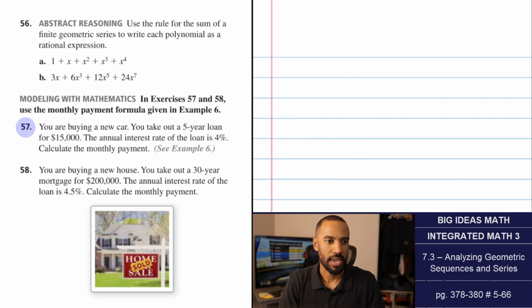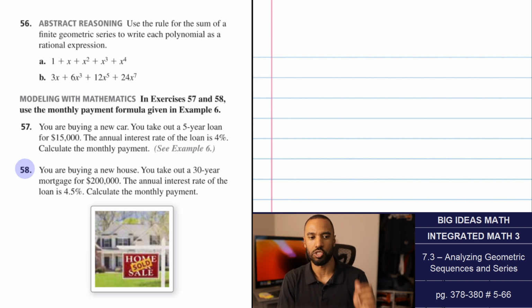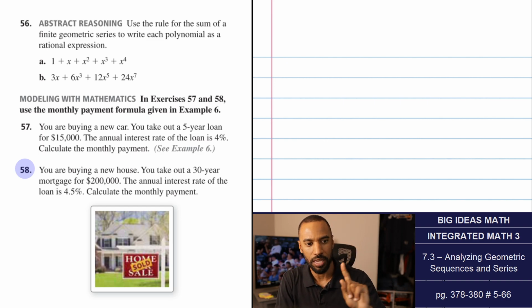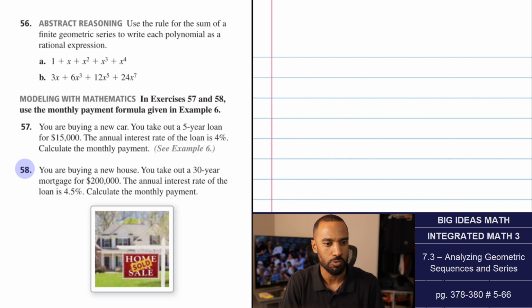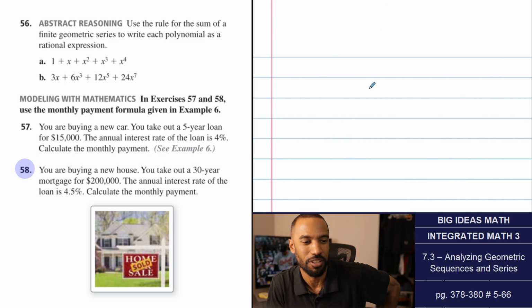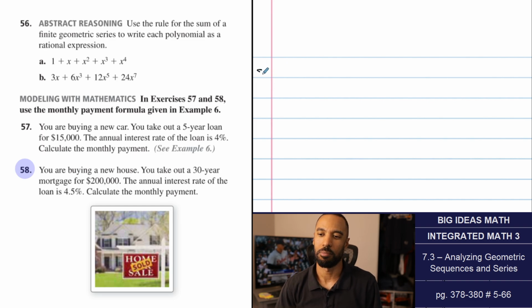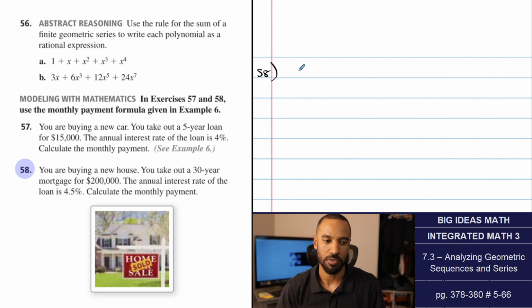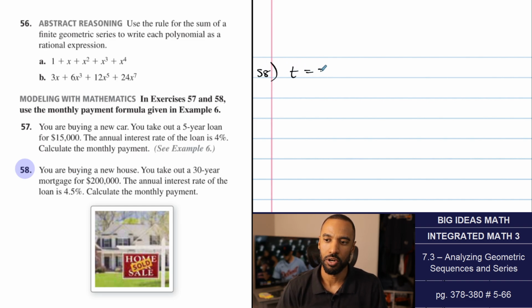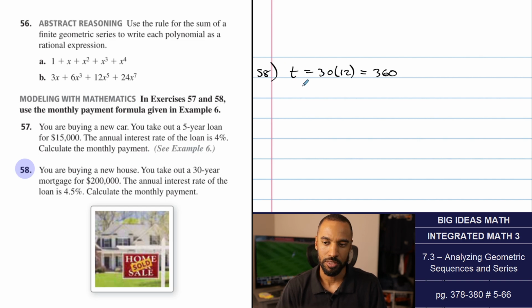All right, number 58. You are buying a new house. You take out a 30-year mortgage for $200,000. The annual interest rate of the loan is 4.5%. Calculate the monthly payment. I don't know why I stressed annual. It's still a monthly payment. All right, so number 58, I don't think there's really any change for this stuff. T is 30 years times 12 months is 360 months.